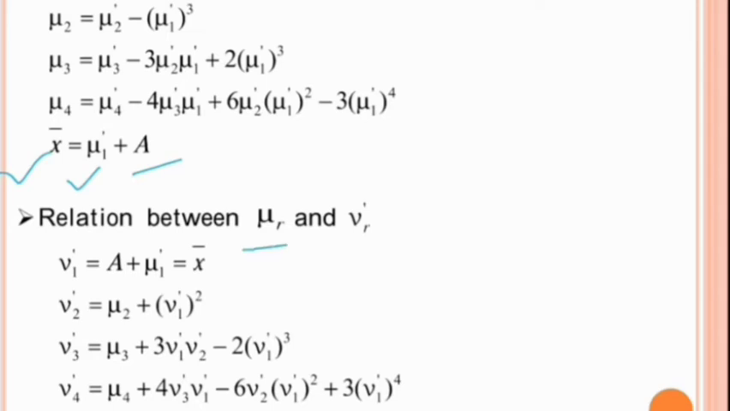Now the relation between mu r and v r dash. v1 dash is given by a plus mu1 dash, which is equal to the mean. Next, mu 2 dash is equal to mu 2 plus v1 dash whole square. v3 dash is given by mu 3 plus 3 v1 dash into v2 dash minus 2 v1 dash whole cube. And the last one, v4 dash, is given by mu 4 plus 4 v3 dash into v1 dash minus 6 v2 dash into v1 dash whole square plus 3 into v1 dash raised to 4.